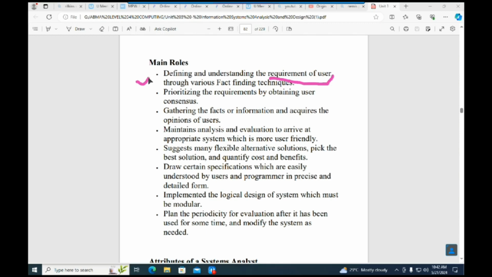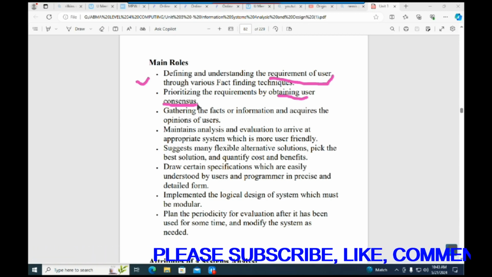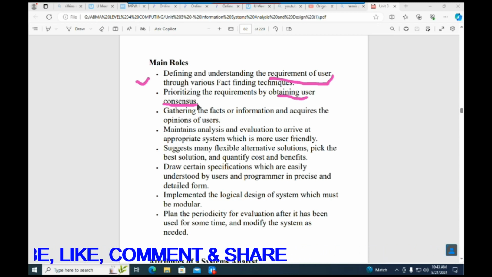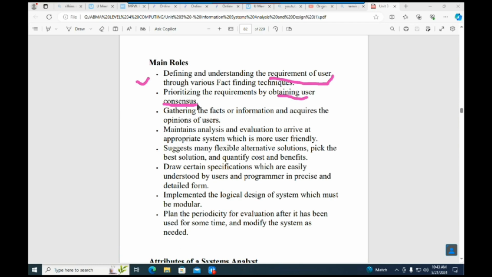The second role of this person is to get the consensus of the user of the system, then give priority to some requirements. So he's in charge of prioritizing the requirements by obtaining a consensus from the user. He also has the role to gather the facts and information, and to acquire the opinion of the user. He also has the role to maintain and evaluate the system, to make sure that we have a more user-friendly system. He also has the role to suggest alternative solutions to the problem.